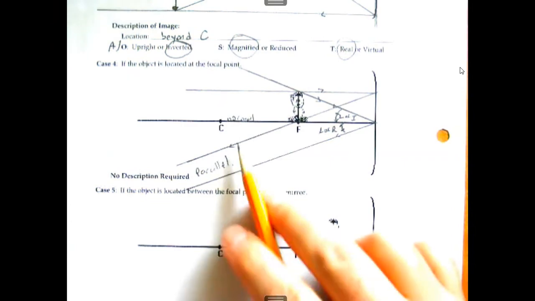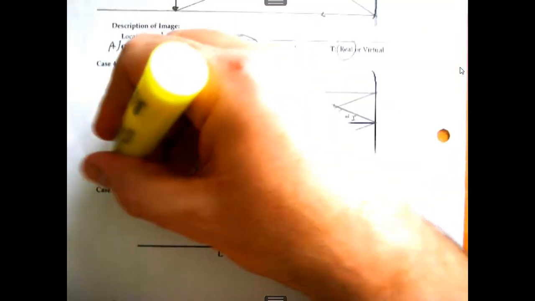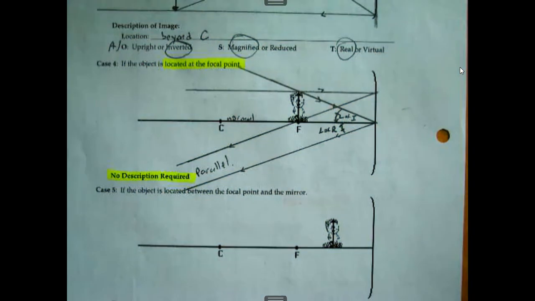And that means that these two lines will never cross. And therefore, if your object is at F, no image forms. Okay? So at F, no image forms because these lines never cross, and therefore there is no image formed.